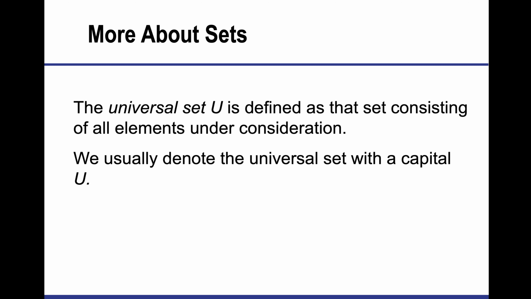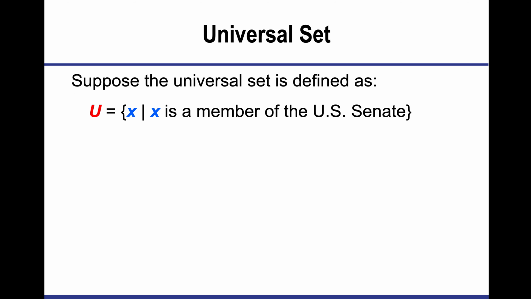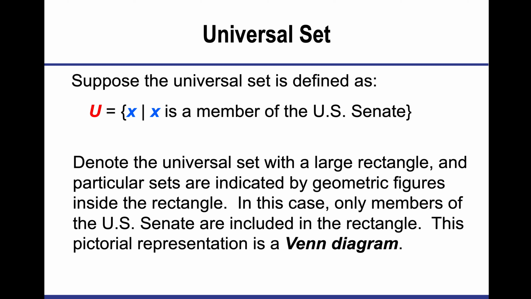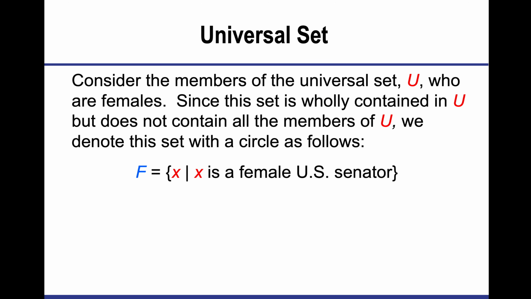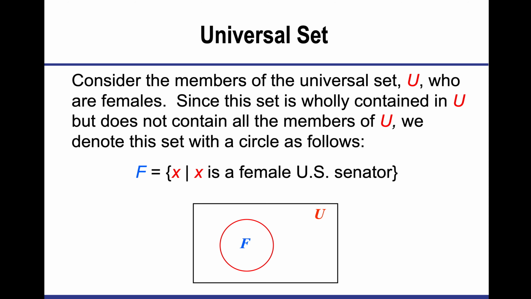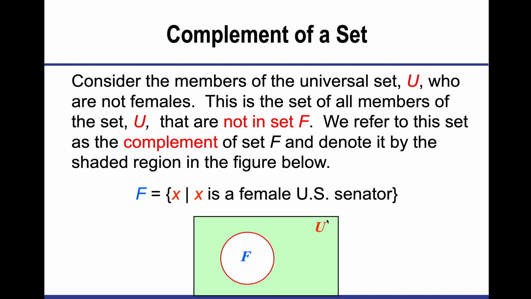The universal set would be everything that could possibly be grouped under that consideration, and we usually save the capital letter U for this. So if the universal set is defined as x a member of the U.S. Senate, then I'm going to use my capital U for the universal set, and my particular sets are going to be indicated inside of a rectangle. So here's my Venn diagram. U would be everything inside of the rectangle. And then I'm going to consider subsets of this. So if I have x is a female senator, I have a circle for females that lies inside of my rectangle for the universal set.